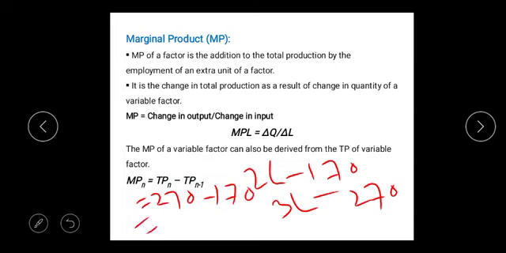Now we will get the result which is equal to 100, which means 100 quintals of rice is the marginal or the additional product of the third worker. So in this way we can calculate the marginal product of a variable factor from the total product of that very factor.